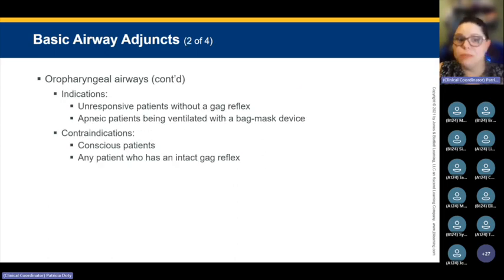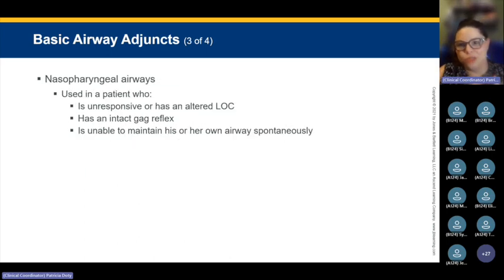Indications are in unresponsive patients without a gag reflex. Very important, extremely important: without a gag reflex. Do not ever put an OPA in a patient that is even semi-conscious. That's very bad. Also apneic patients being ventilated with a bag valve mask, so anyone that's in cardiac arrest. Contraindications: a conscious patient, and any patient who has an intact gag reflex, because even if they're unresponsive, sometimes they might have a gag reflex.